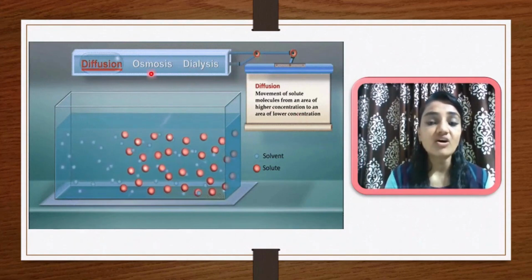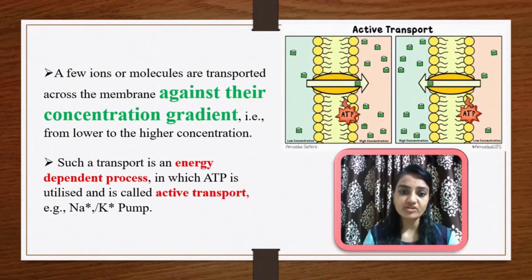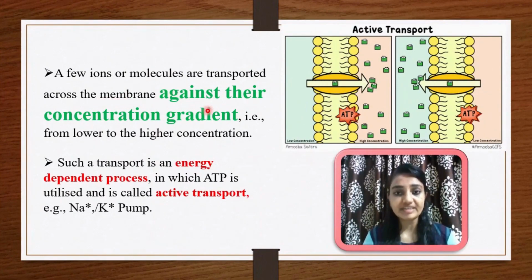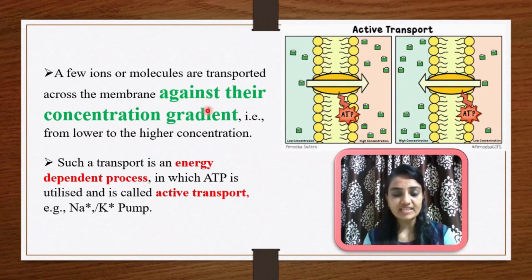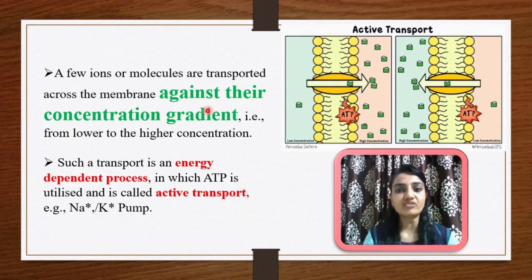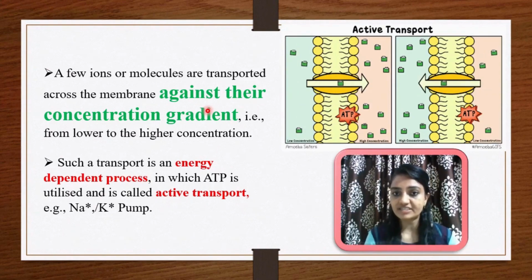Few ions or molecules are transported across the membrane against their concentration gradient. That means from lower concentration to higher concentration. It is very common to transport from higher concentration to lower concentration, but here it is against the concentration gradient. So here you can see a low concentration molecule is transported towards the higher concentration, and that's why it is against the gradient, and that's why ATP as the energy will be utilized.